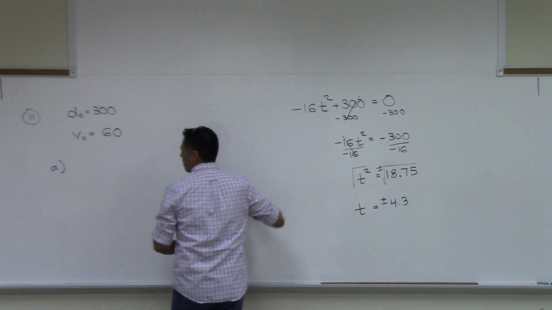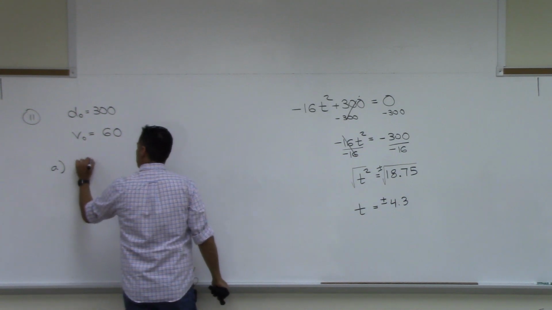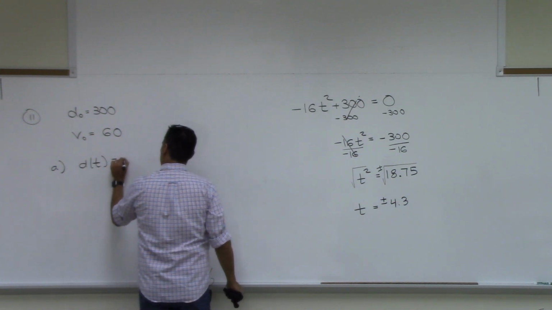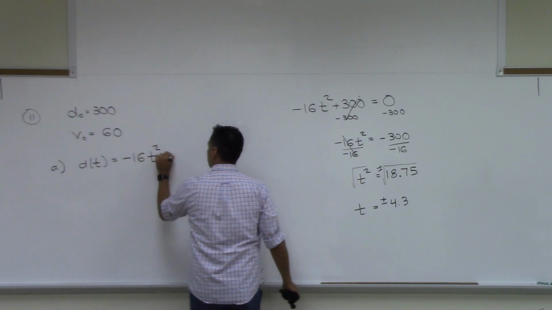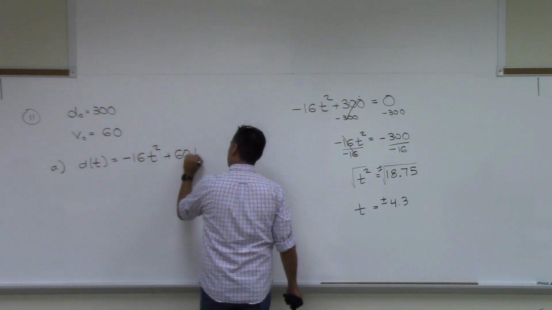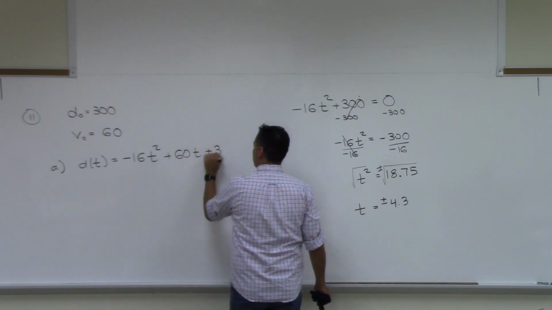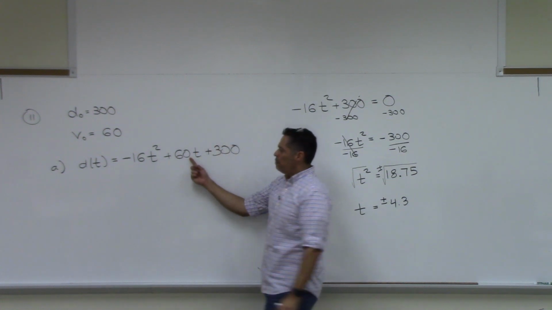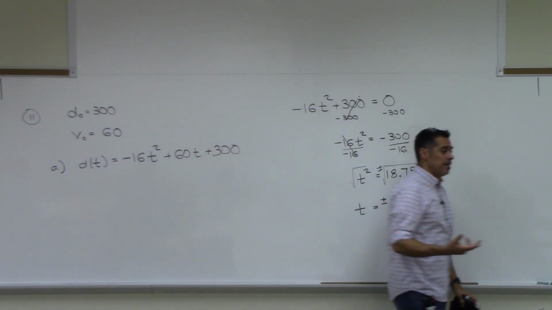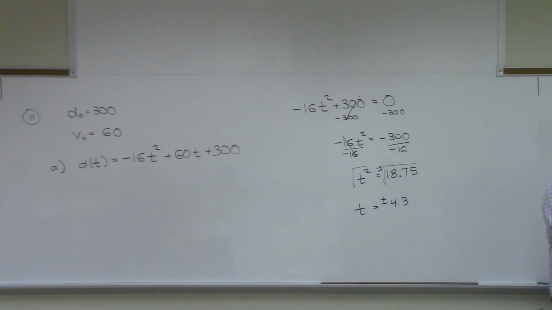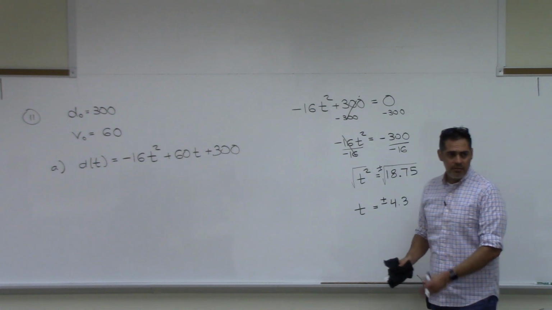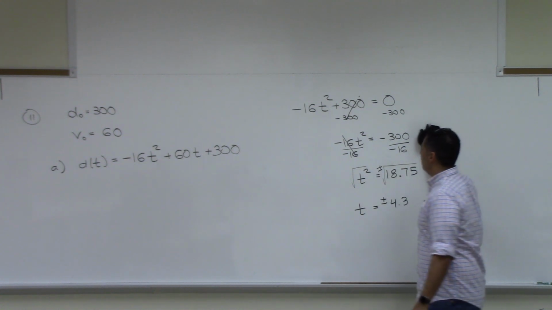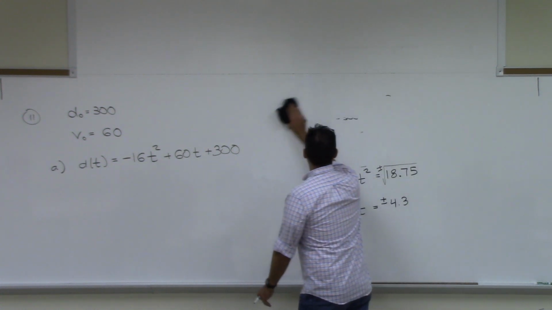Part A says, what's the function? So it's going to look really similar to the last answer, except we are going to have a term in the middle. It's going to be plus 60t in the middle, then plus 300. So we've added this new piece in the middle that wasn't there before, because before that V naught was 0, which killed off that middle term. Now that the V naught's there. Questions? That answers part A.